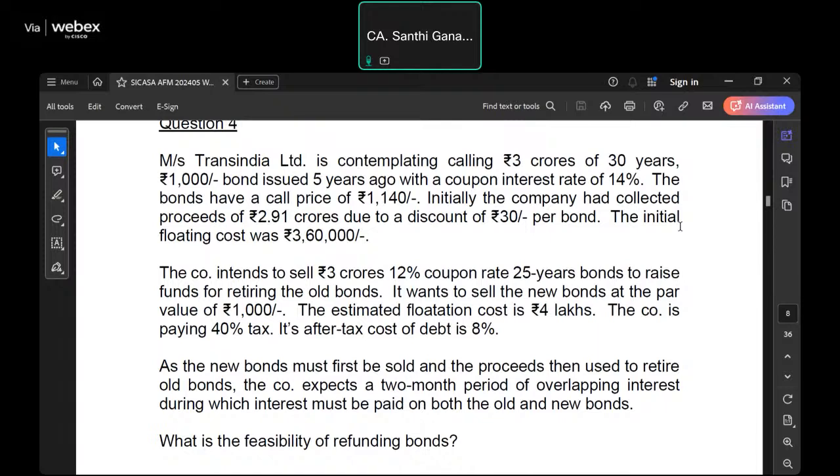The new bonds must first be sold and the proceeds then be used to retire old bonds. They expect a 2-month period of overlapping interest, during which interest must be paid on both the old and the new bond. This is the position.